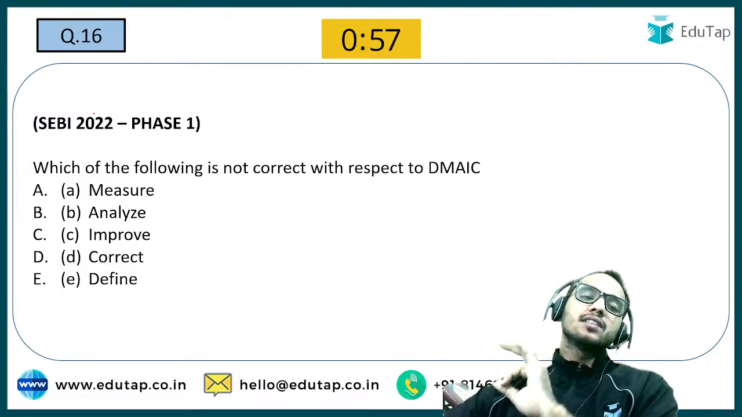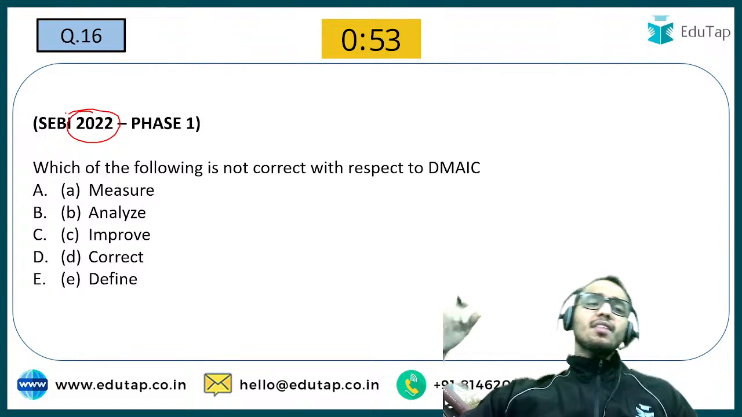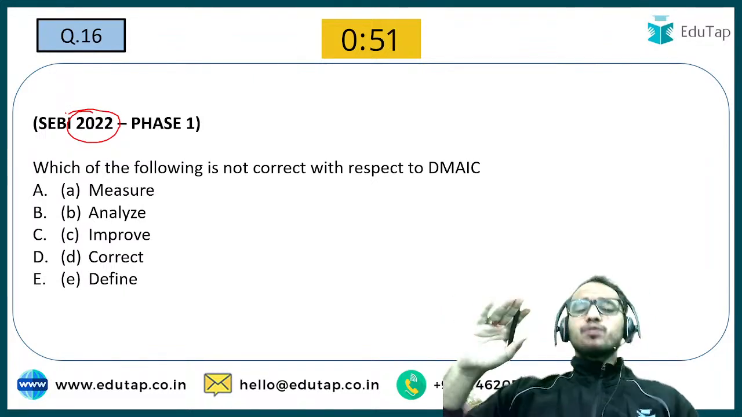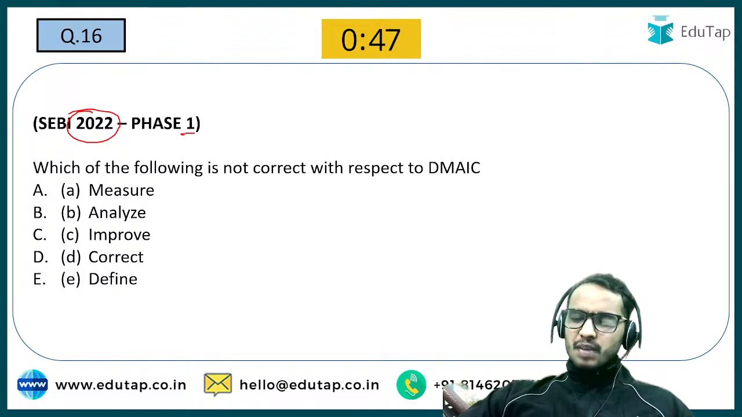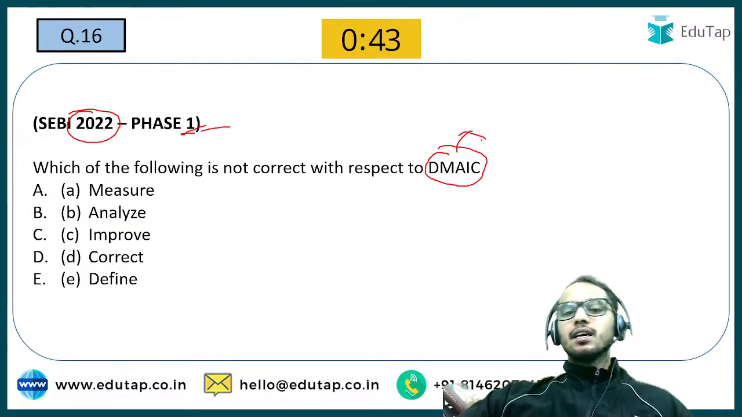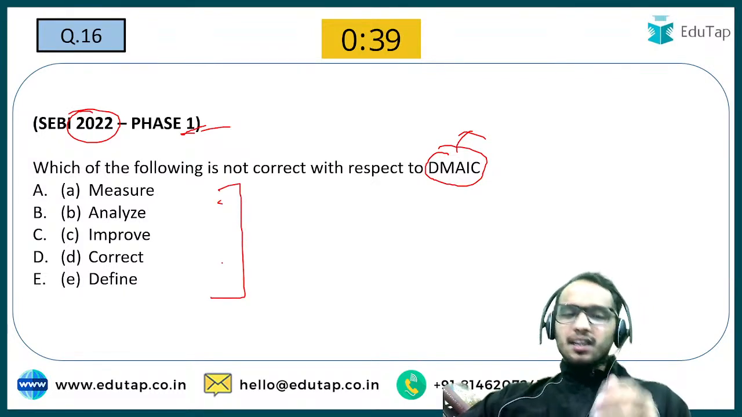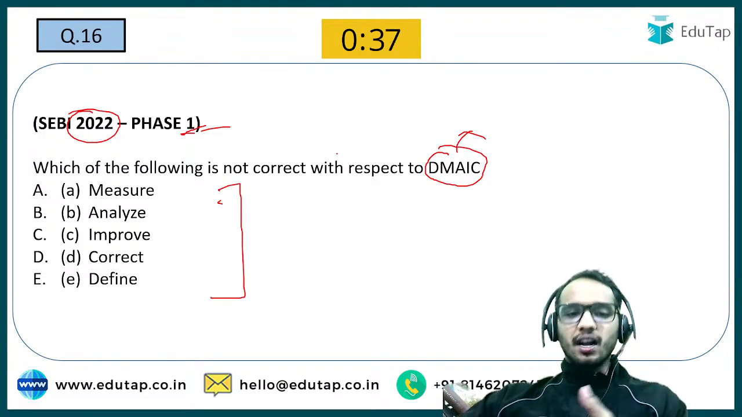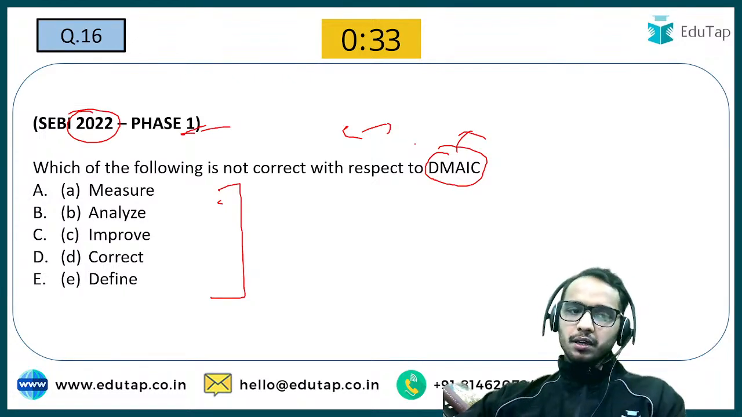Now it has been asked in SEBI 2022, the last examination that has been held. It is asking which of the following is not correct with respect to DMAIC. Answer is easy, I know you all will give me the answer to this question, but let's first try to understand what this DMAIC is, then we will move to the question again.